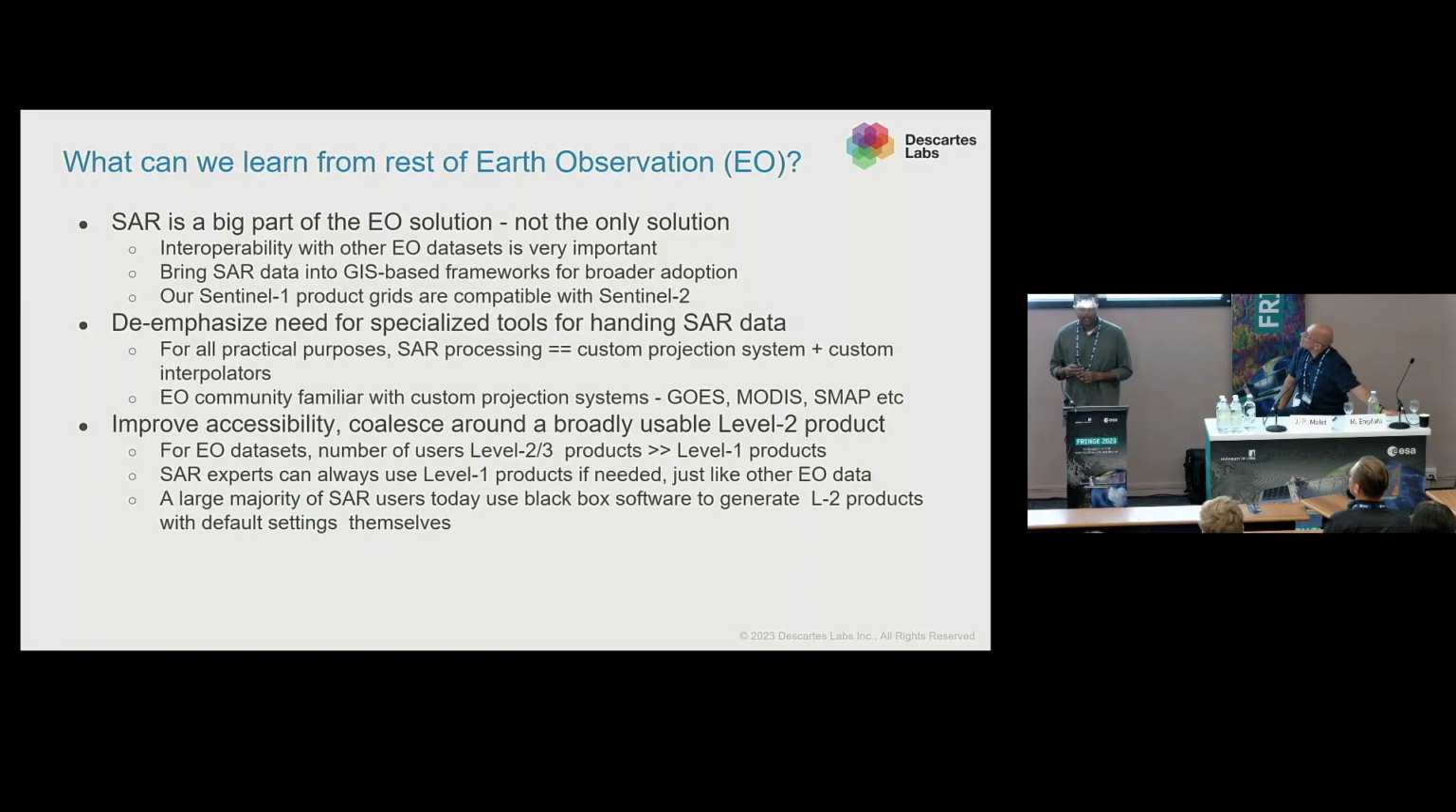In working with our applied science team and talking to our customers, there's a lot that we in the SAR world can learn from the rest of the Earth observation space. We are a big part of the Earth observation solution. Everyone believes that, but everyone's also clear that we are not the only solution. Interoperability with the other Earth observation data sets is very important. I find it easier to communicate SAR data characteristics with our applied scientists by bringing it early into the GIS framework. I think it'll lead to broader adoption. That's part of the reason why we started with Sentinel-1 grids that are compatible with Sentinel-2 from the get-go.